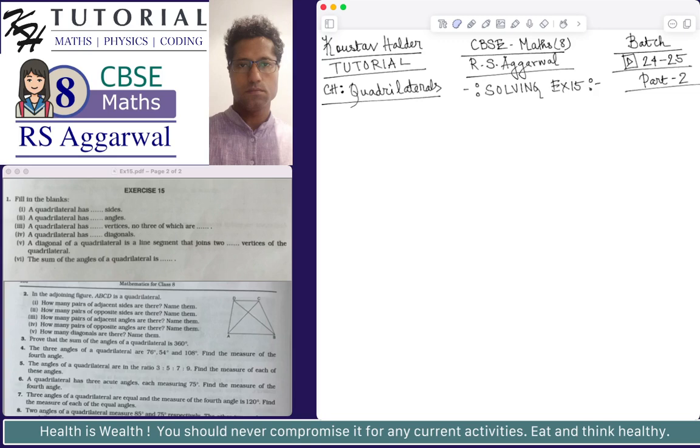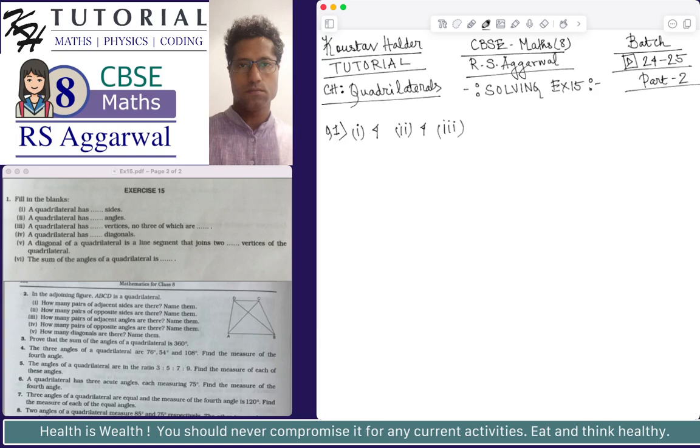Question 1, these are fill in the blanks. Part 1 says a quadrilateral has, we know a quadrilateral has 4 edges, so it will be 4. Part 2, a quadrilateral has how many angles? It has 4 angles, again 4. So a quadrilateral we know has 4 vertices, 4 angles and 4 sides.